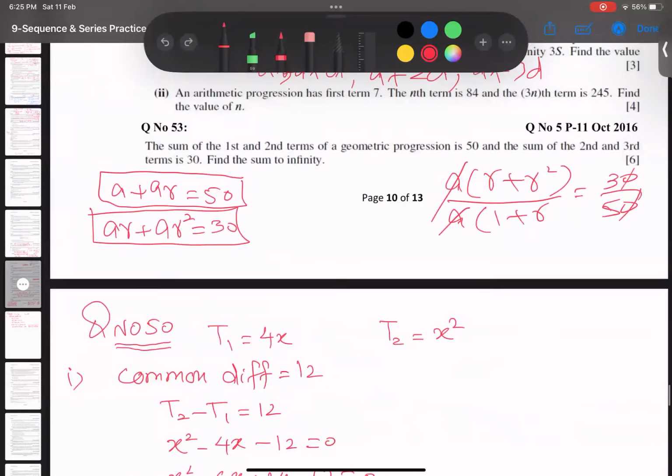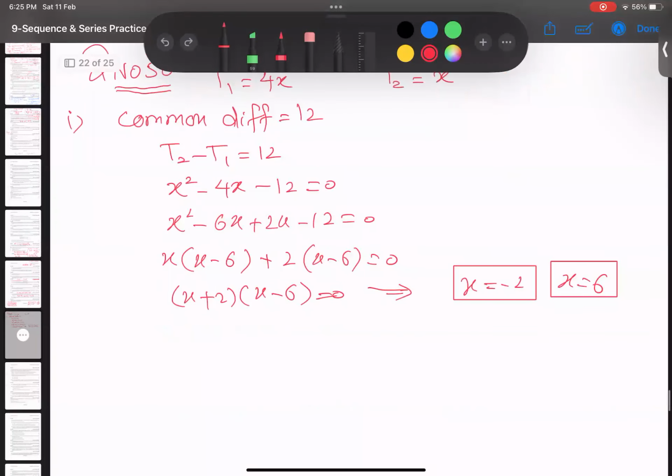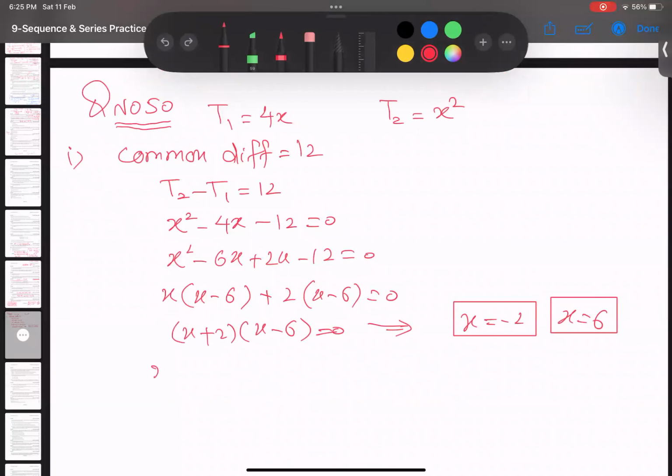So we have two cases, when x is -2 and when x is 6. What is the basic criterion of an AP? If the first term is a, the second term is a plus d by adding d, and for the next term, again adding d, I get a plus 2d. So the plan is very clear.